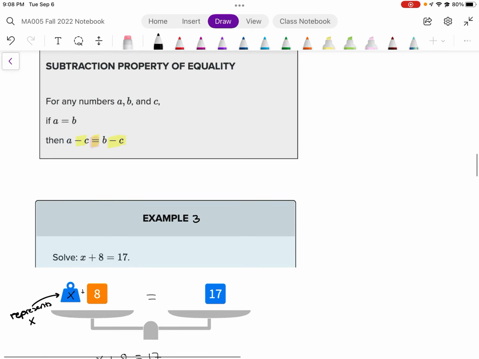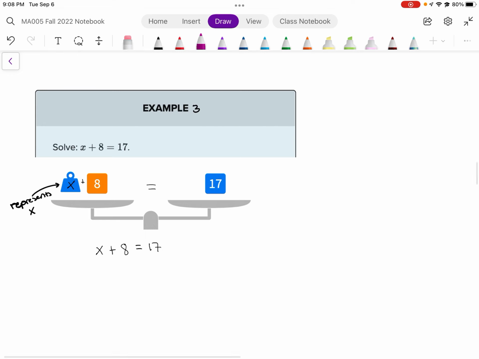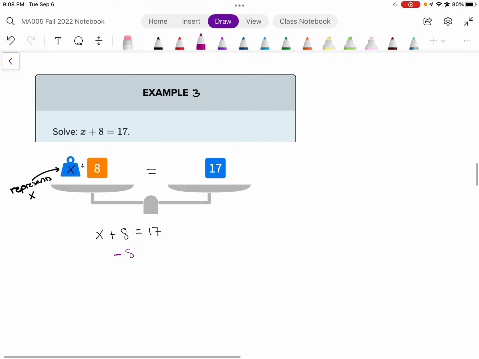Now, this property up here says that we can subtract the same number from both sides. It's going to stay equal. So I can subtract 8 from both sides, and the 8 is going to subtract out to make 0. So there's nothing left there. All I have left on the left side of the equal sign is just the x. 17 minus 8 is 9. So that means x equals 9.